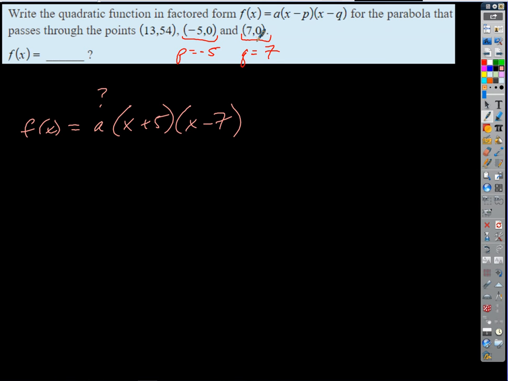And we can see that it's not. If I try to plug in the point 7, 0, look what will happen. I'm going to end up getting, this is just y, so I'm going to get 0 equals a times x plus 5 times 7 minus 7. Well, duh. Anything times 0 is 0. That didn't help us. So there's an important lesson to be learned here. We've already used those 2 points to give us these 2 parameters. If we want to find the other parameter, we have to use a different point because we've already used this information. So we got to use this guy right here, the other point.